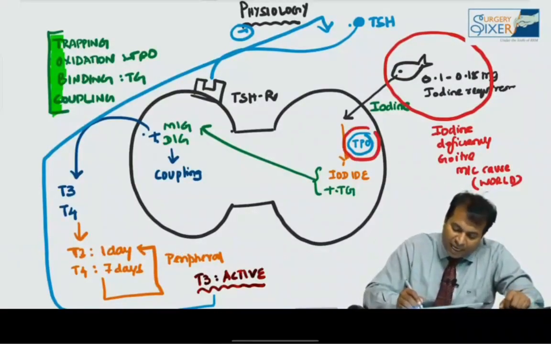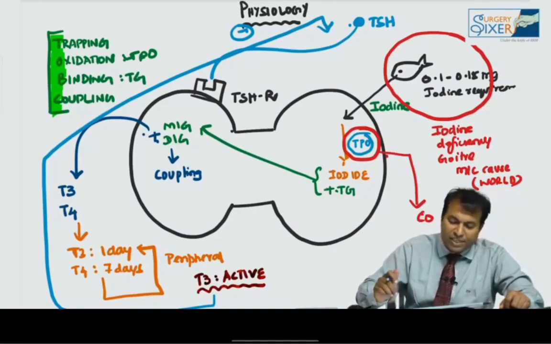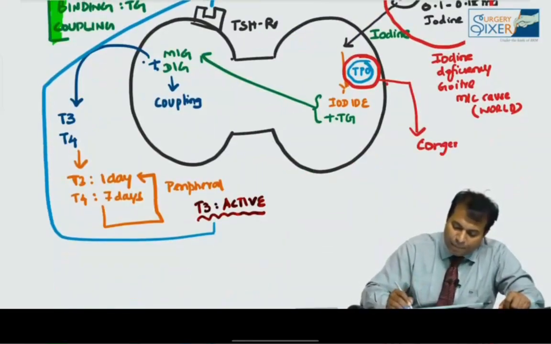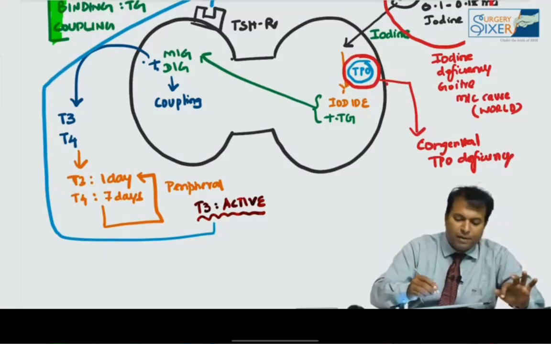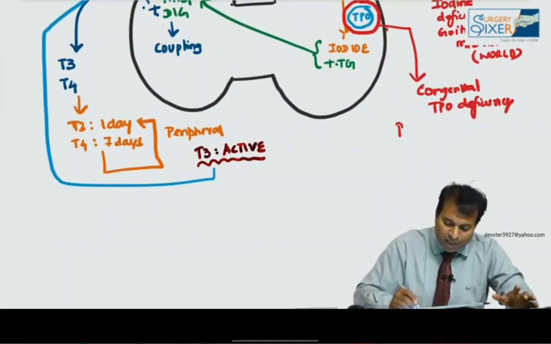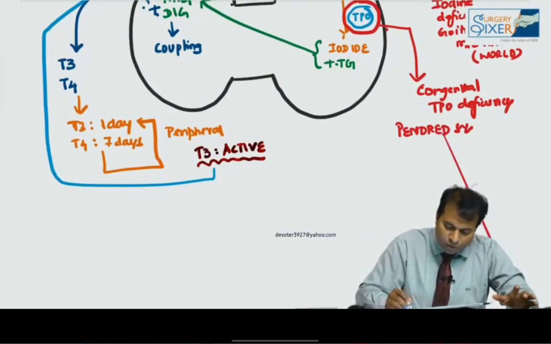If there is a congenital thyroid peroxidase deficiency, what is the name of that syndrome? High yield MCQ for PGME. The syndrome in which there is a congenital thyroid peroxidase deficiency is known as Pendred syndrome. So please don't forget, it is known as Pendred syndrome.